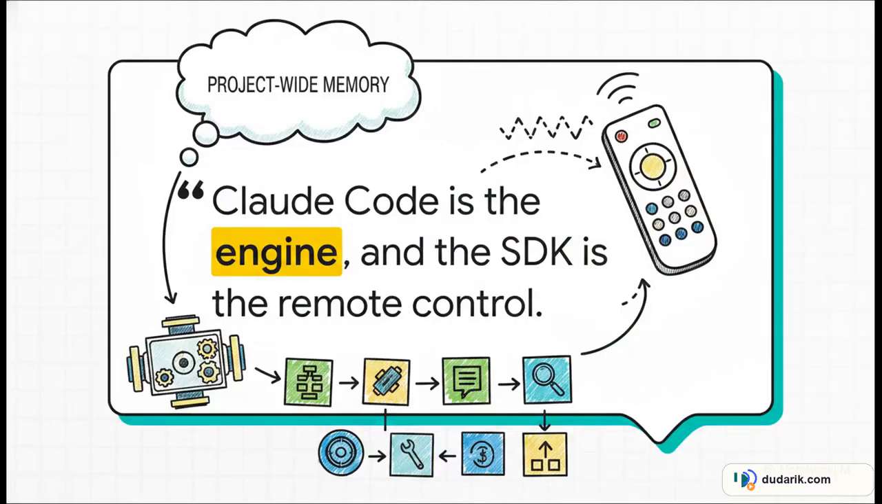There's actually a great quote from the official CodeSignal Learn docs that hits the nail right on the head. They say, "Claude Code is the engine, and the SDK is the remote control." The SDK essentially lets you control the agent programmatically with Python. It isn't just a basic chat wrapper. It is an interface to a full agent system that can spawn subagents and keep track of project-wide memory. So the foundational plumbing to build what this toolkit describes, it absolutely exists.